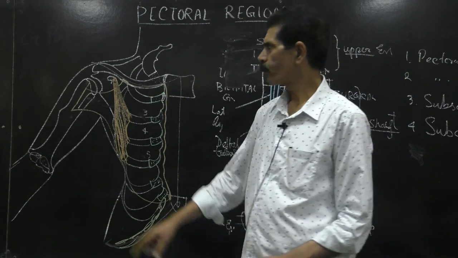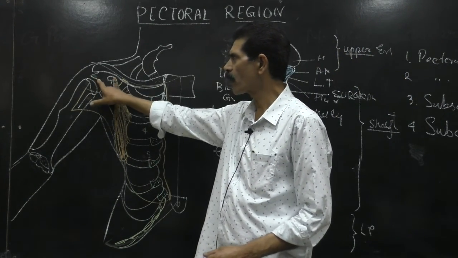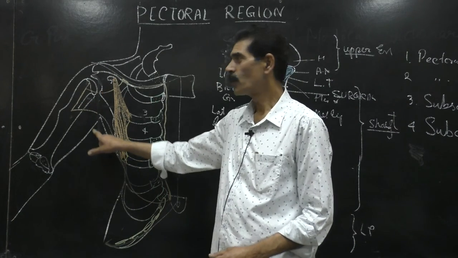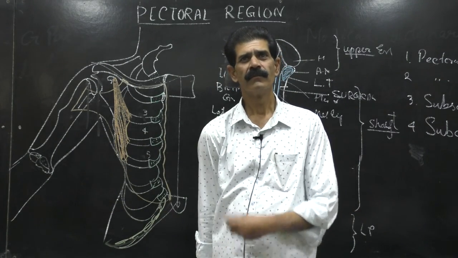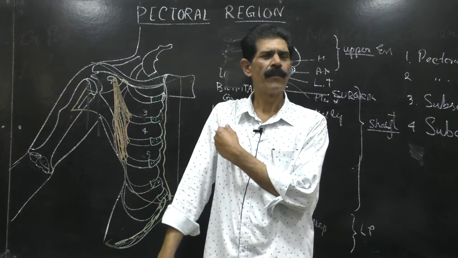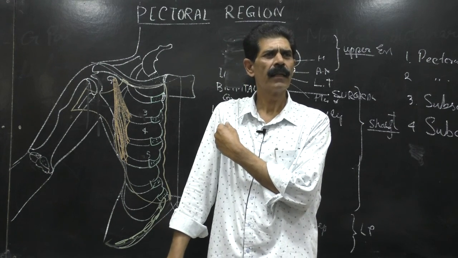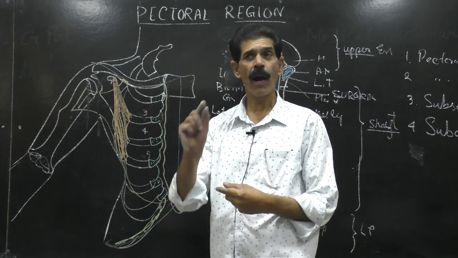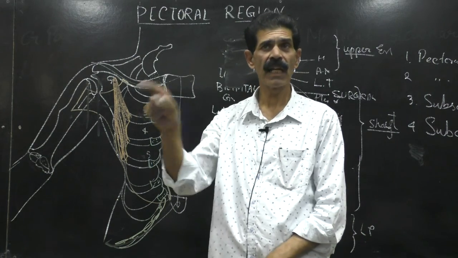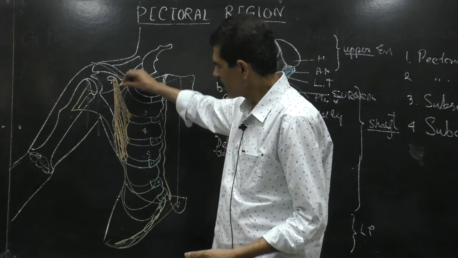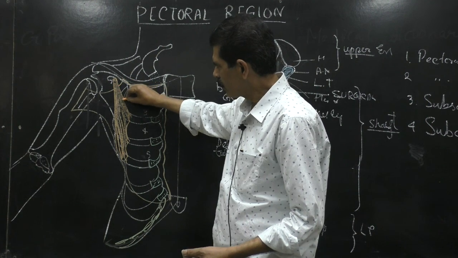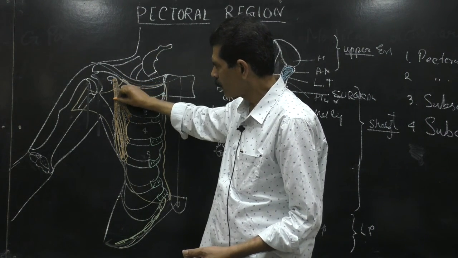So when it pulls the scapula, naturally the glenoid cavity also will go down. The shoulder joint will also go down. So this is the action. Pectoralis minor brings the point of shoulder downward, that is the action of pectoralis minor. Now this is the medial border, this is the lateral border of the pectoralis minor.